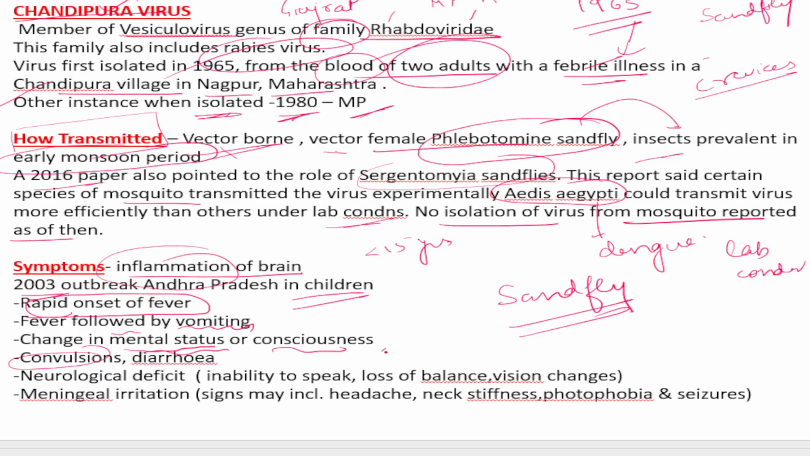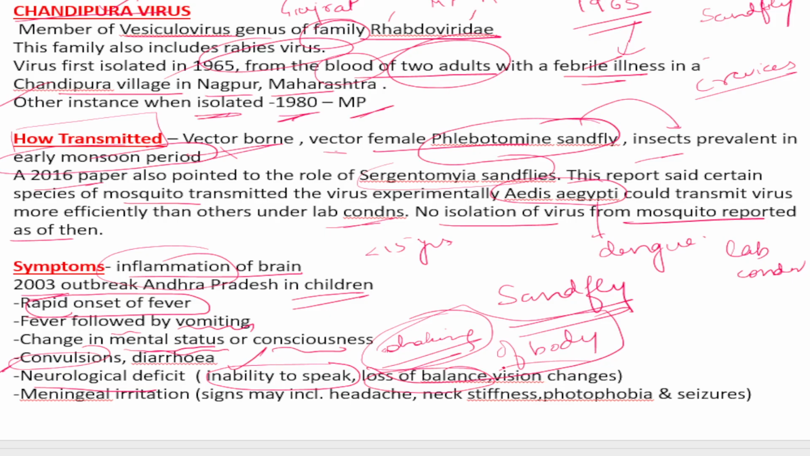Convulsions means shaking of the body due to contraction and relaxation, uncontrolled contraction and relaxation of the muscles. There is an uncontrolled shaking of body, and this is convulsions. Then diarrhea is also a symptom. Also neurological deficit, that is not able to speak, loss of balance and vision changes. Also meningeal irritation. Meninges are the membranes in the brain, and irritation of these membranes occurs which may cause headache. And also other symptoms include neck stiffness, photophobia, that is allergy to light, and seizures. So seizures means abnormal flow of electricity in the brain.